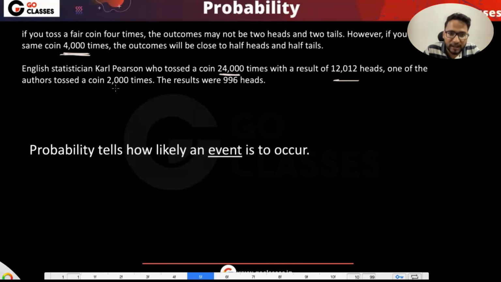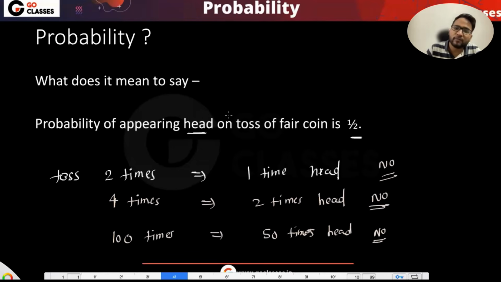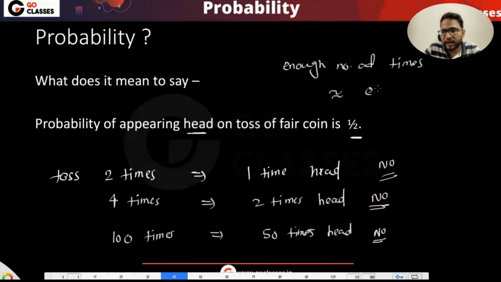One mathematician tossed 2,000 times. He found that 996 times head appeared, which means that if you toss enough number of times, the key is enough number of times, then it is equally likely that you will get heads or you will get tails.